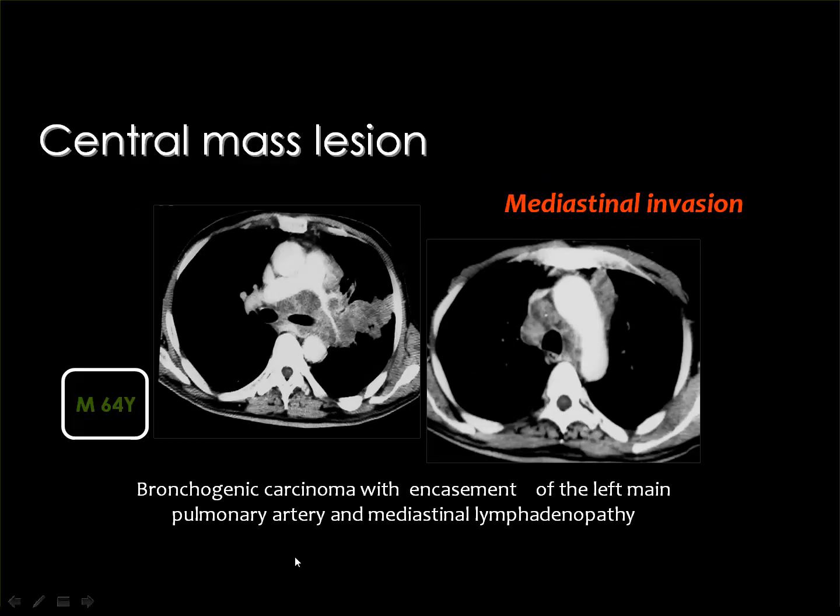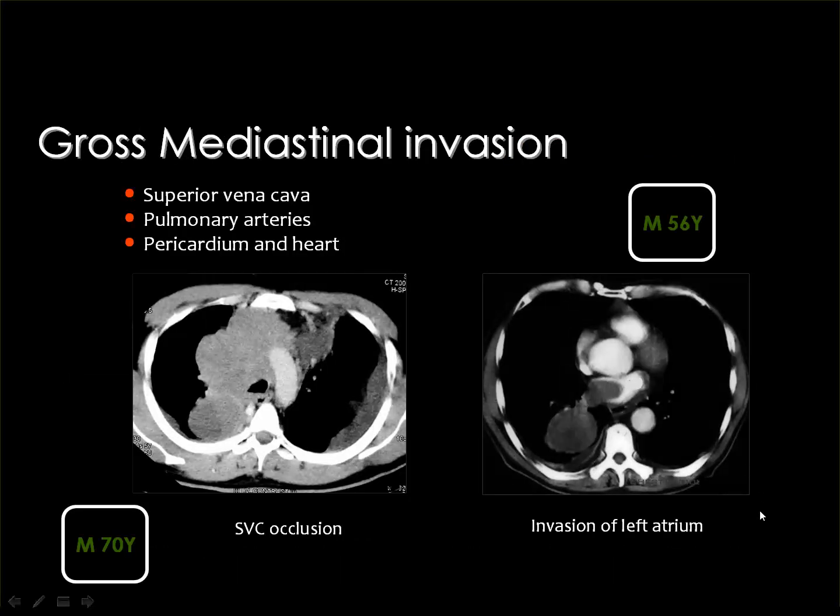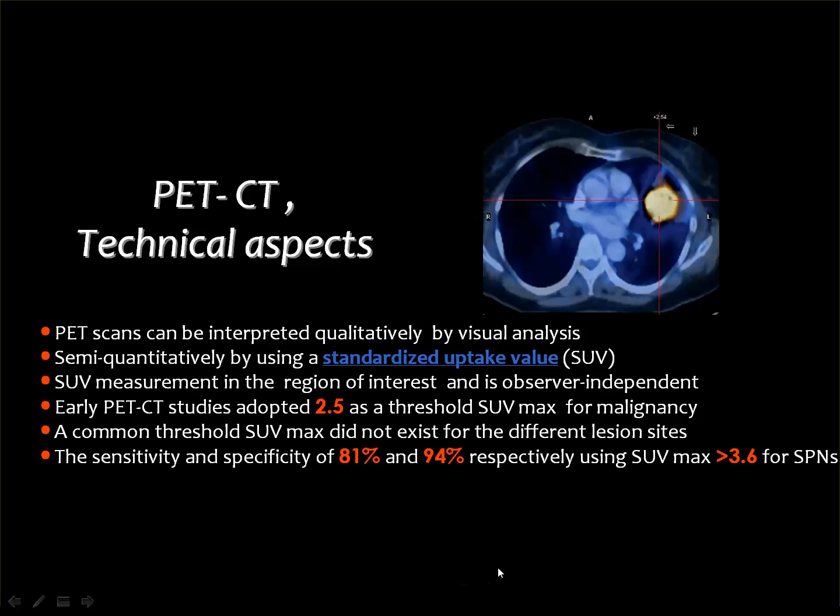This will contraindicate surgery, and this is another example of a bronchogenic carcinoma totally encasing the left main pulmonary artery, which is markedly attenuated compared to the right side, associated with mediastinal lymphadenopathy. Invasion of the mediastinal fat does not contraindicate surgery, but invasion of the mediastinal structures will contraindicate surgery, like invasion of the superior vena cava, which is totally obliterated by this big tumor mass, invasion of the left atrium, where you can see the tumor is extending inside the left atrium.